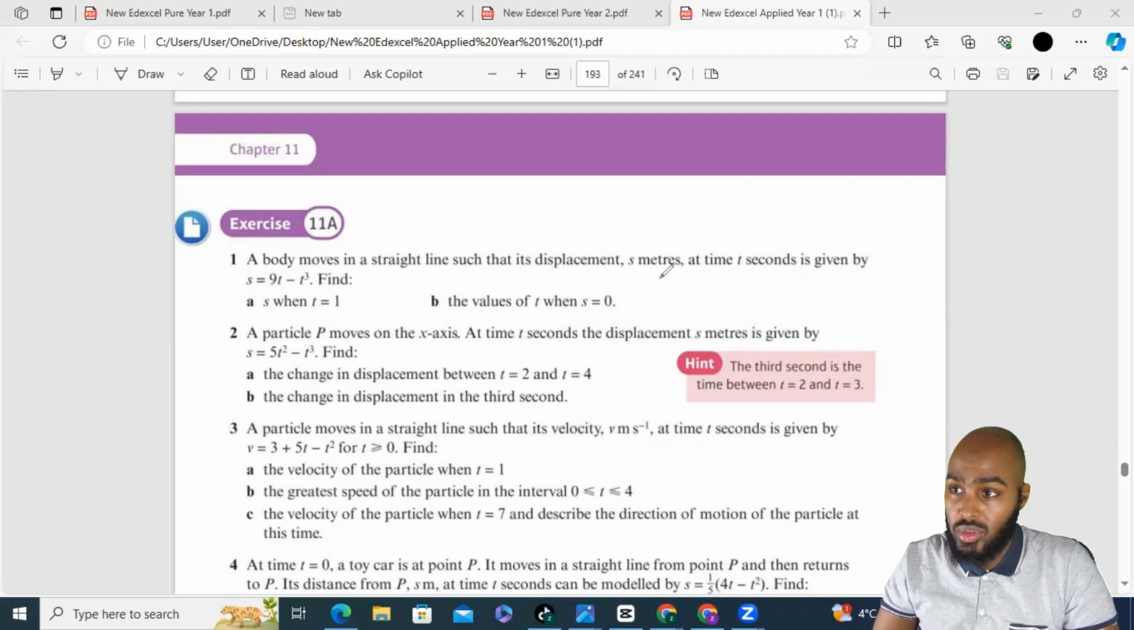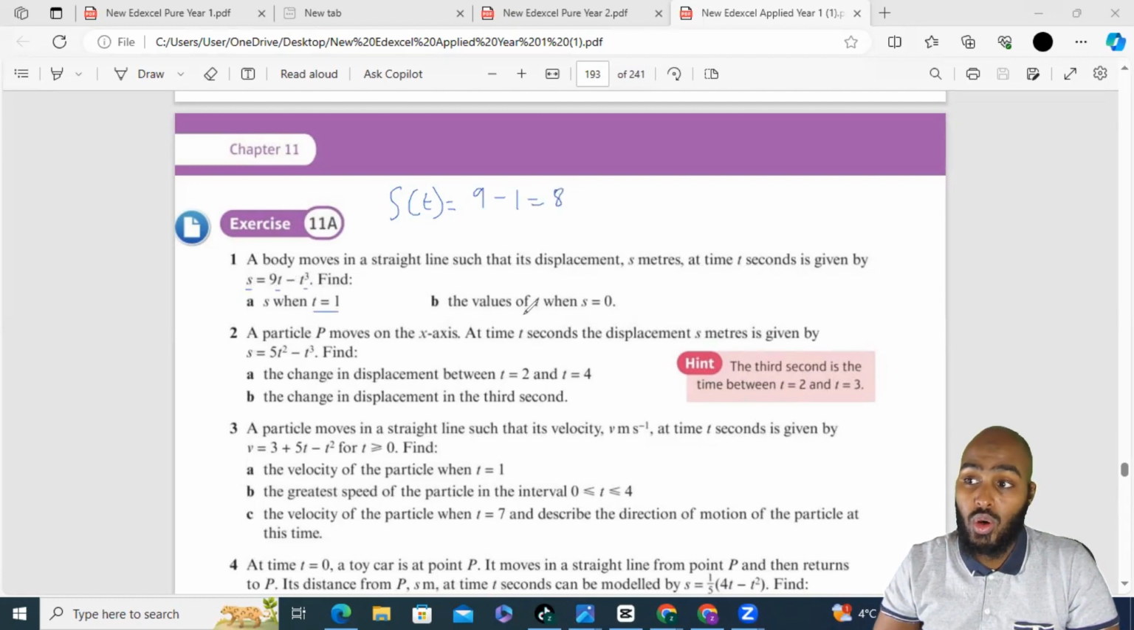A body moves in a straight line such that its displacement S in meters at time t is given by the formula S = 9t - t cubed. Find S when t is 1. Simply put t is 1 into this formula to give us S. That's the relationship: S is some function of t. So you just put t in there, you'd get 9 minus 1, which is 8.